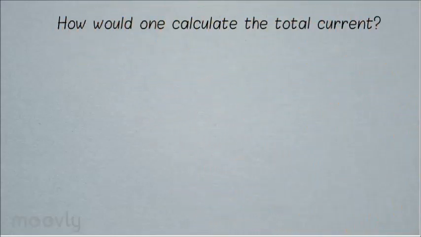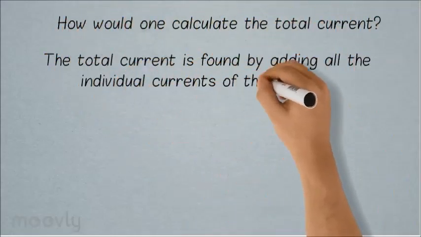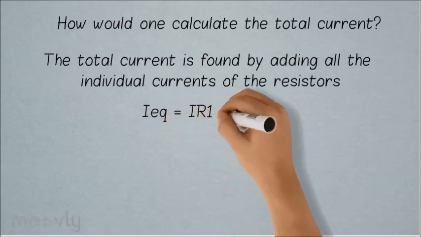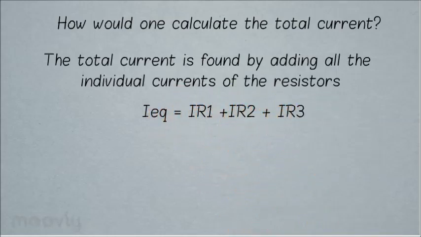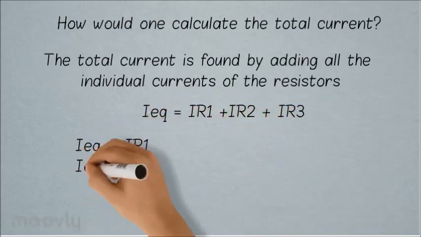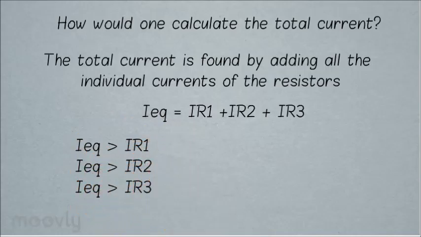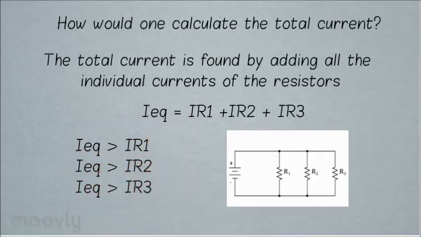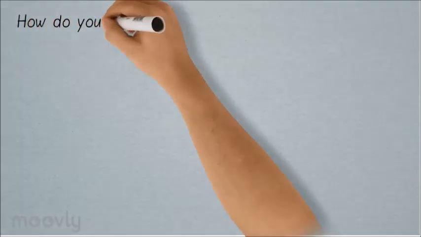So how would one calculate the total current? Well, the total current is found by adding all the individual currents of the individual resistors, so that I_eq is equal to the summation of the current drop of each resistor. It should also be noted that the total current is always going to be greater than each individual resistor's current.